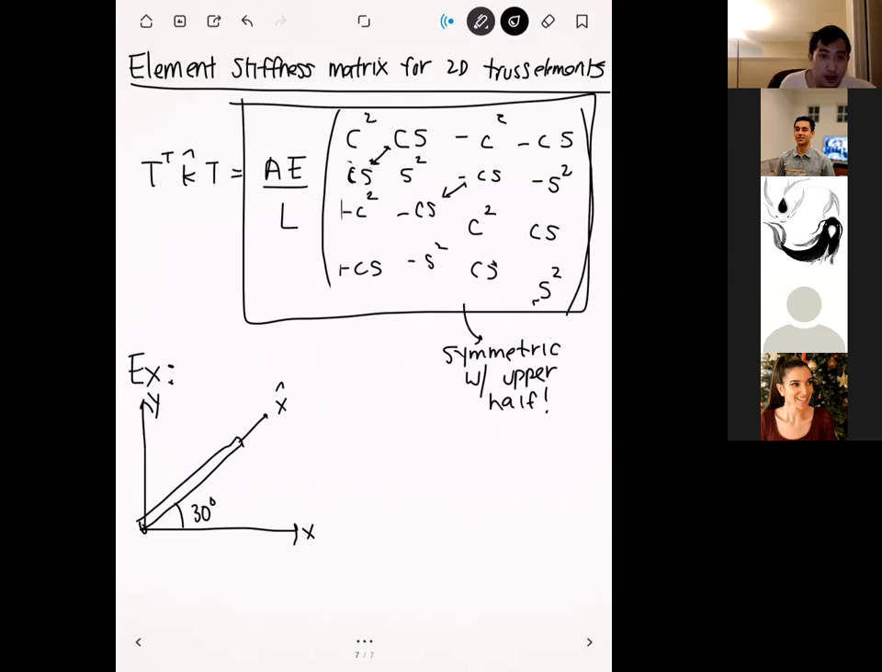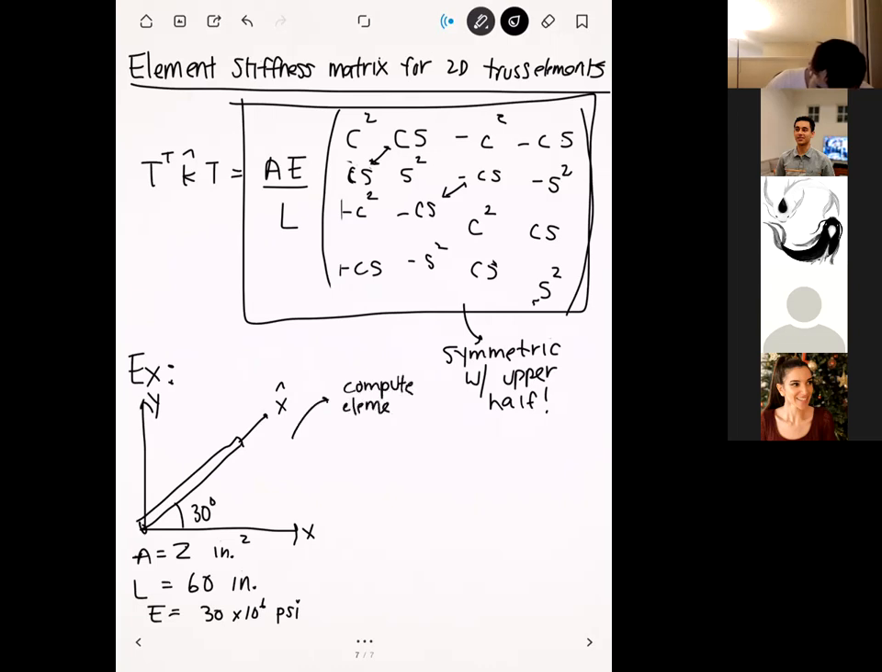Let's define its material properties. Let's say that it has a cross-sectional area of 2 inches squared, the length is going to be 60 inches, and the Young's modulus is 30 times 10 to the 6 psi. From here, let's compute its element stiffness matrix. The first thing we're going to do is compute the cosine and sine of the angle, because we're going to be plugging that in a lot.